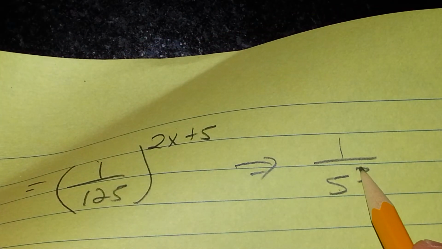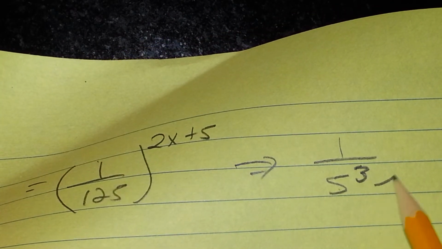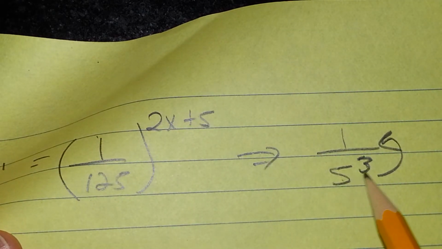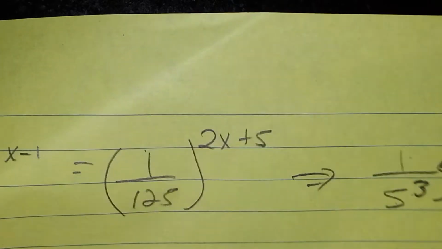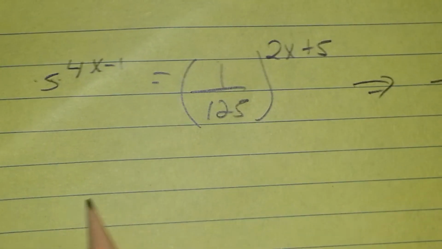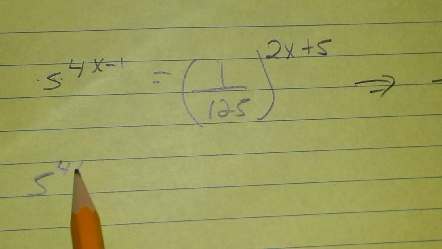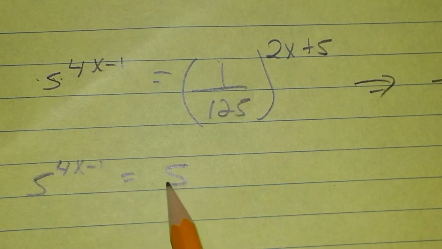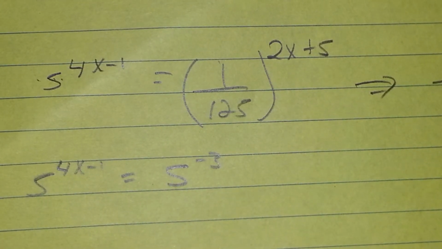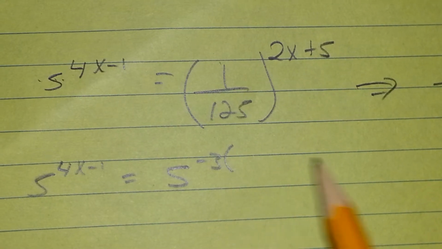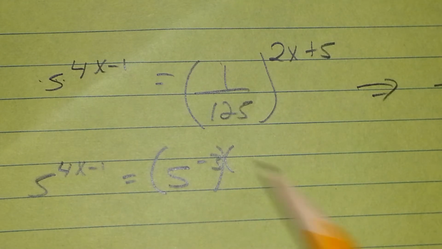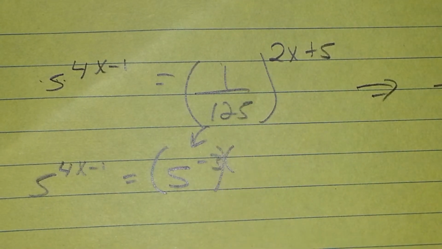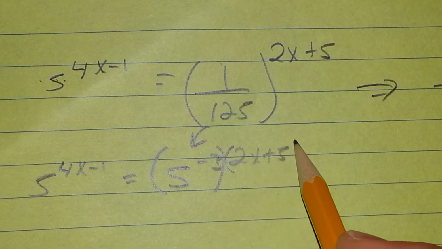You're going to have some knowledge of factoring. If I move this up top, what happens to that exponent? If it's positive down here, the exponent's negative up here. So I'm going to rewrite this as 5 to the 4x minus 1 equals 5 to the negative third power, in parentheses for right now. That's our 1 over 125. Then that's also raised to the 2x plus 5.